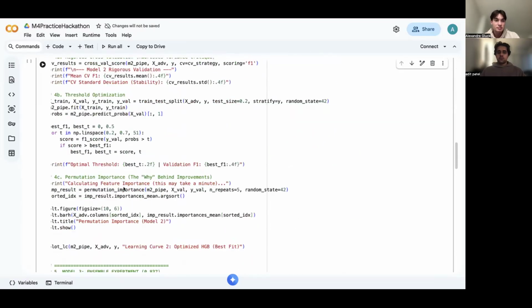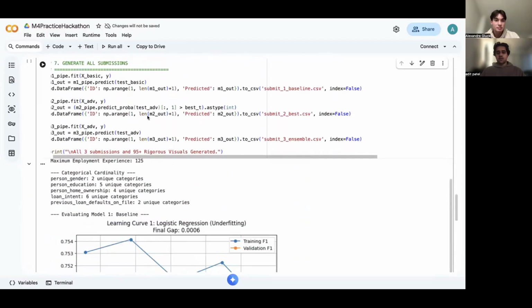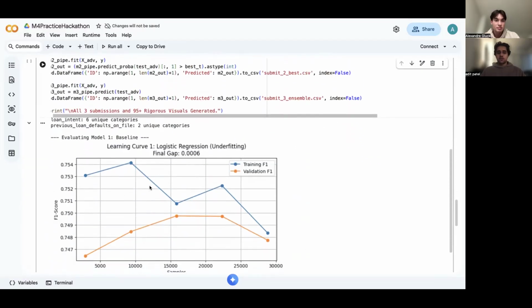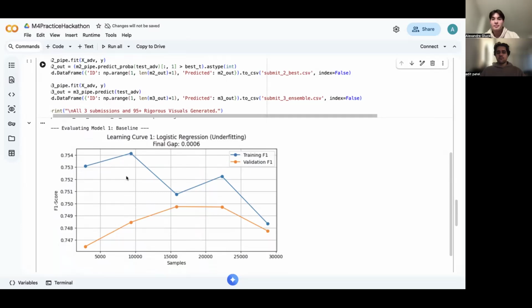For our first approach, we developed a logistic regression baseline. As you can see here in the first learning curve, our baseline shows both the training and validation lines plateauing very early at relatively low F1 scores. This was our clear indicator of high bias. The model simply was not complex enough to learn the underlying patterns. So this model gave us our first baseline. While logistic regression is fast, its main weakness was its inability to find the nonlinear breaking points where, for instance, a borrower suddenly becomes a high risk.